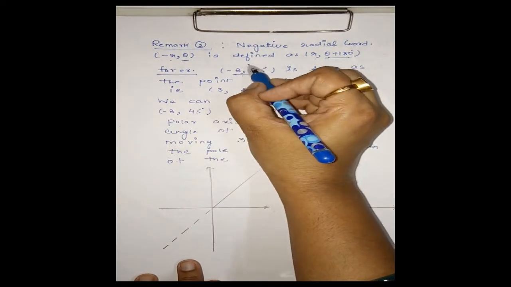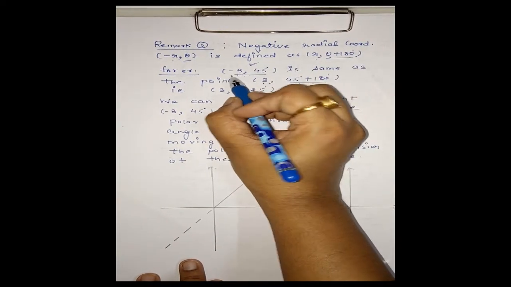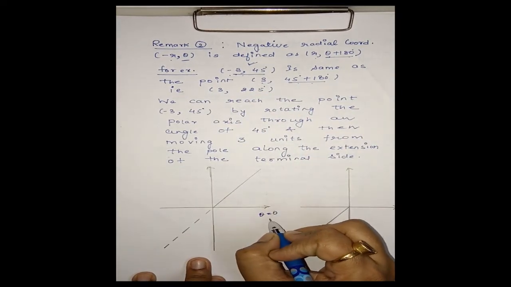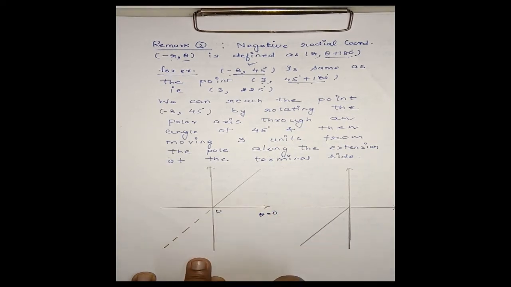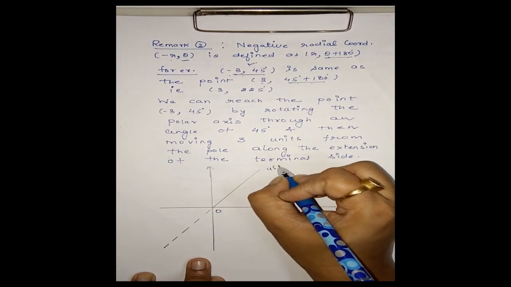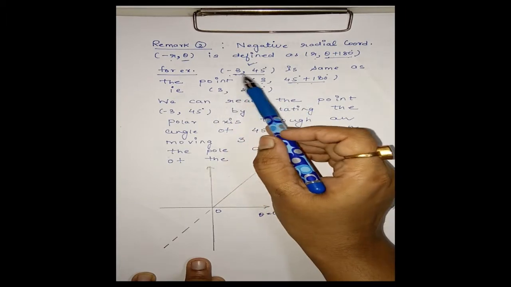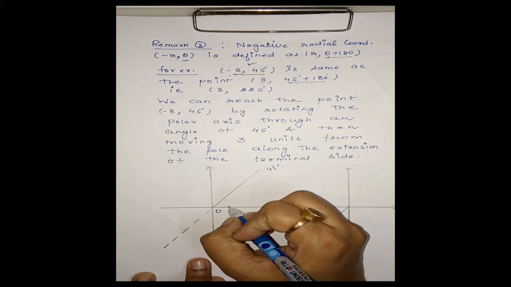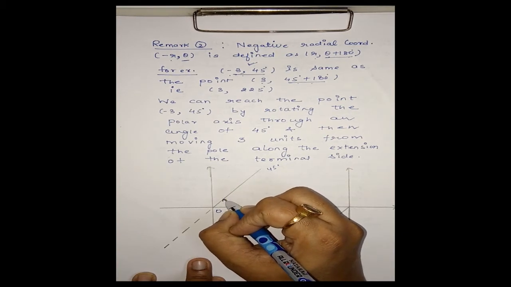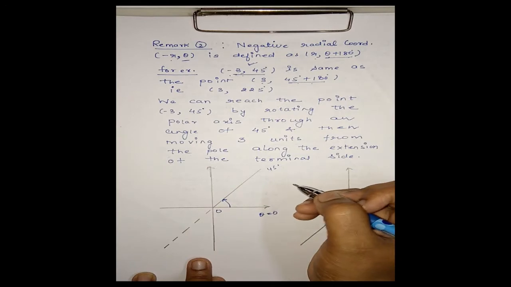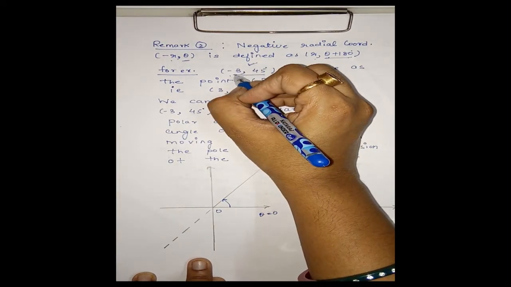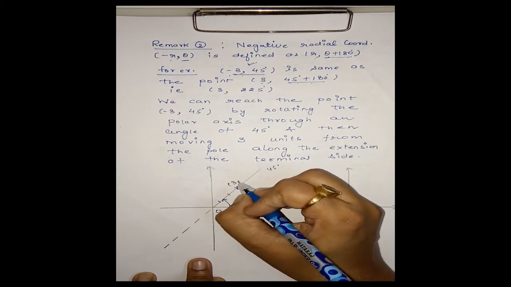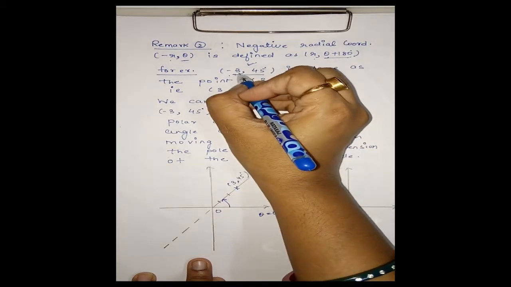Okay. Now let us consider this point (minus 3, 45 degrees). This is my theta equal to 0, the initial line. This is my pole. And this is the angle 45 degrees. Now rotating my initial line or the polar axis through an angle of 45 degrees, this is my 45 degrees. Now here r is minus 3. If it is 3, then 1, 2, 3, I can plot here (3, 45 degrees). But here it is given minus 3.